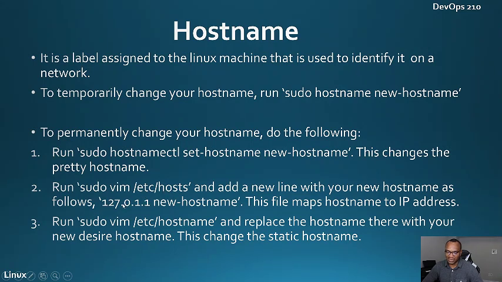Just add another line, 127.0.1.1, and give your hostname in front of it, and save the file. And the last thing you have to do is also check the file /etc/hostname and replace the hostname there with your new desired hostname. This changes the static hostname. So you have the static hostname, you have the one that is mapped to the IP address, and you have the pretty hostname.